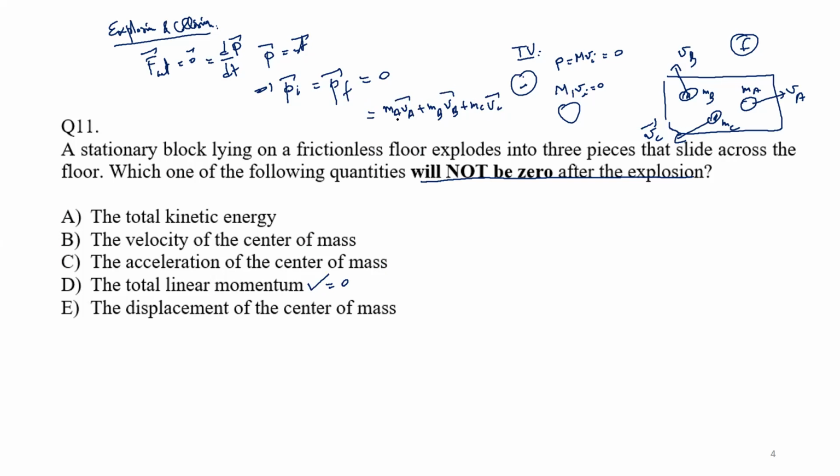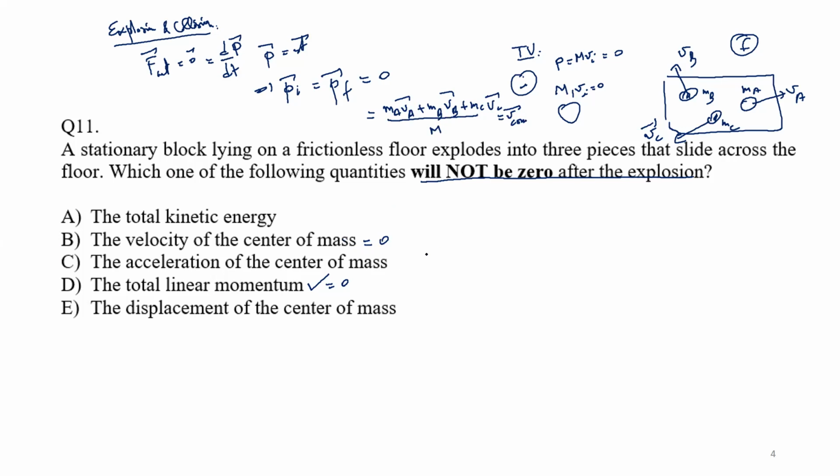So if this is 0, of course, that means if I divide by the total mass, this is just the velocity of the center of mass. Of course, the velocity of the center of mass is 0. A collision or explosion will not change the velocity of the center of mass. The velocity of center of mass will remain the same before and after, especially in here, because net force is equal to 0. The velocity of center of mass is 0.